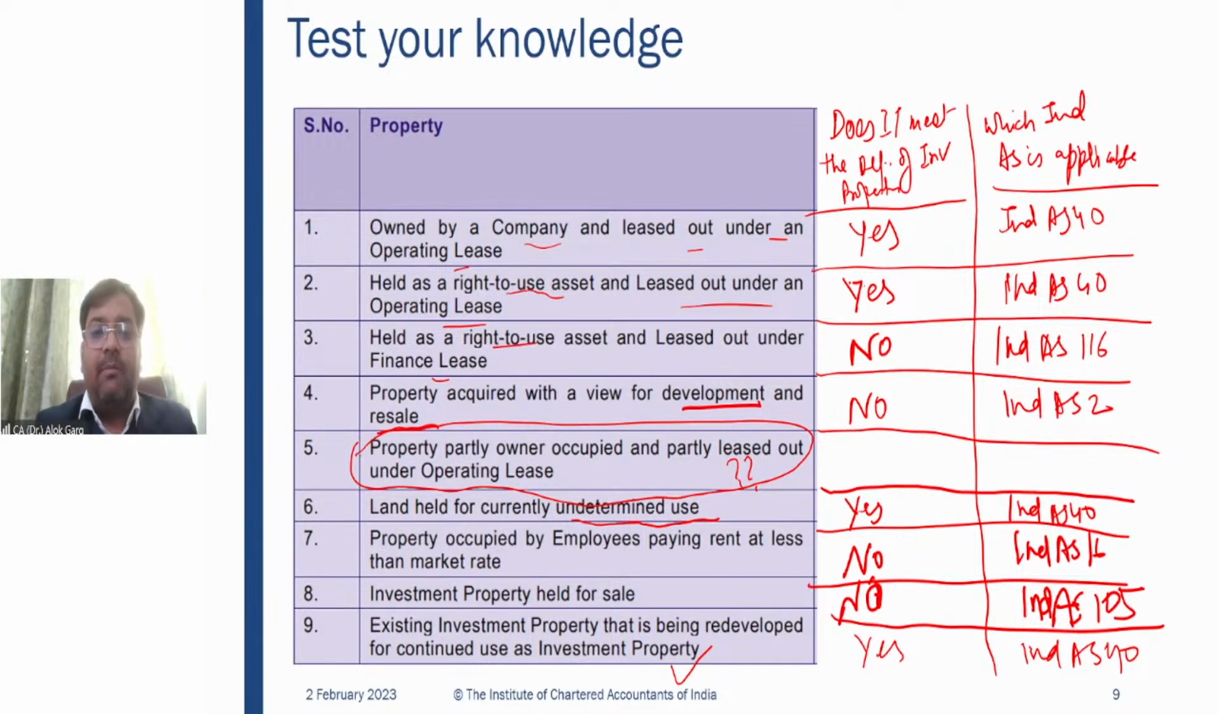So in question number 5, let's come to point number 5. Property partly owner occupied and partly leased out under operating lease, right? So in this case, both standards will be applicable, Ind AS 16 and Ind AS 40, right? So it will depend.